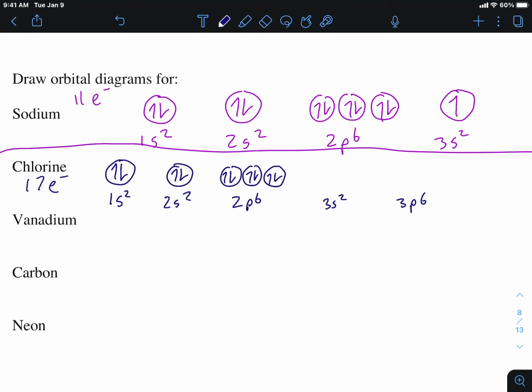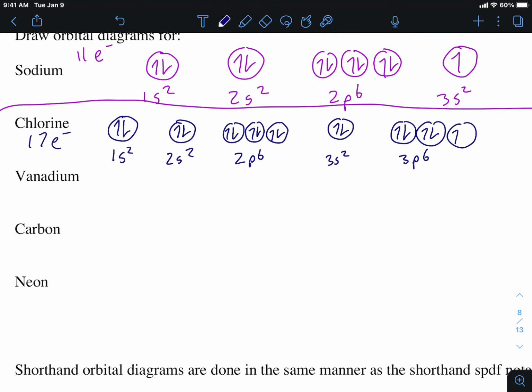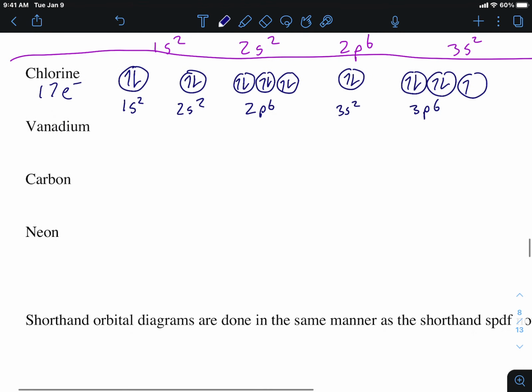Okay, that is 10 so far. Next sublevel, 3s, up, down. That is 12 so far. I have to get to 17. Up, up, up, down, down, and that's 17. And I'm done. That's the orbital diagram for chlorine. Okay. You can go ahead and try the other ones, the vanadium, carbon, and neon.